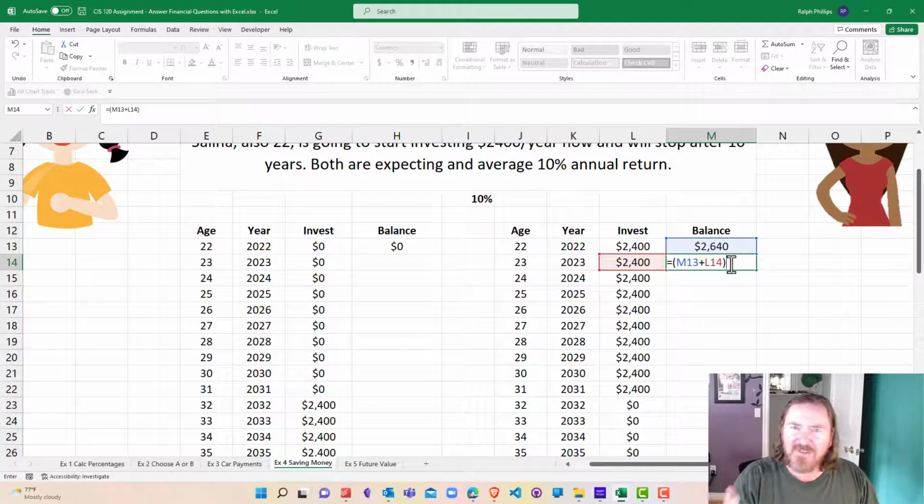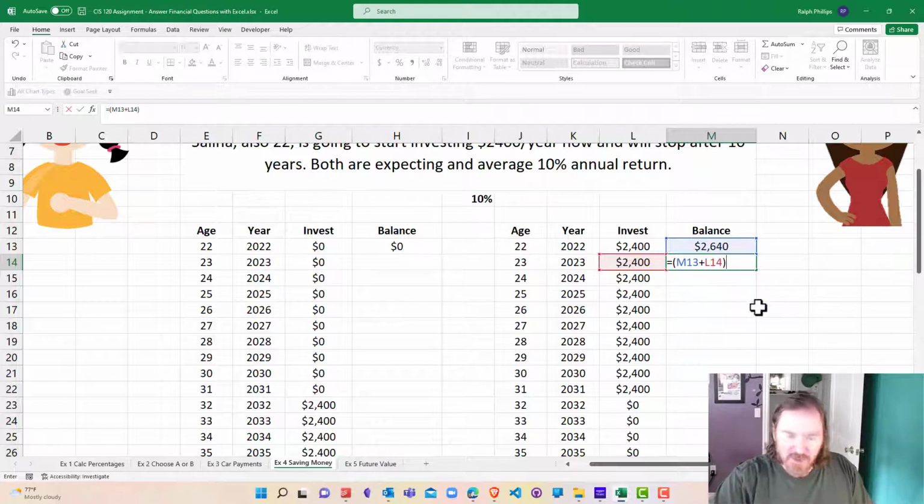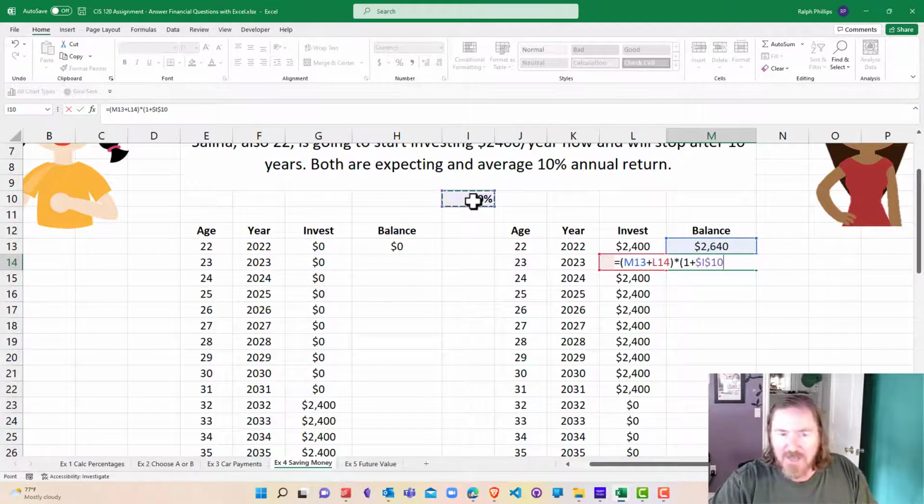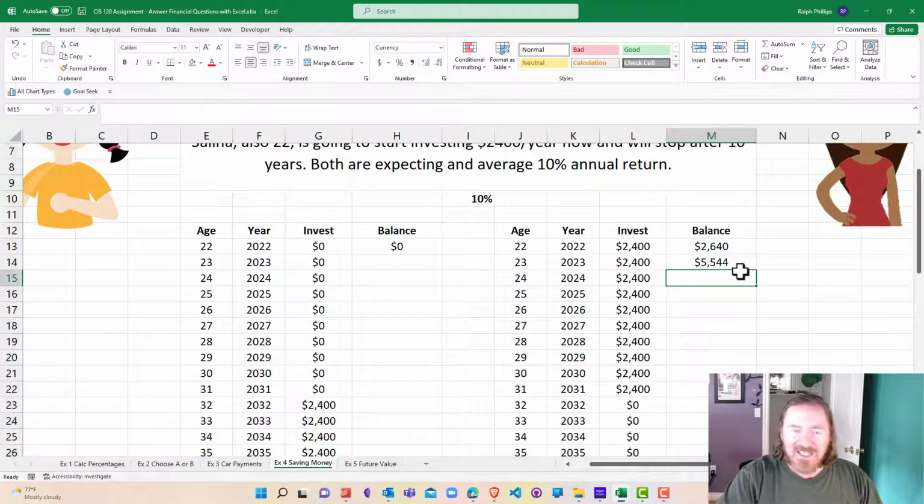So we've got this $5,000, and I need to increase this amount by 10%, because not only do I get 10% on this 2,400, but I get 10% on that 2,640 because it's already in the account. So I take the sum of those two things and I can multiply them by 1 plus that 10%. I'm going to make that cell reference absolute. There we go. So I'm going to increase the sum of those two things. And so by the end of the second year, I've got $5,544.